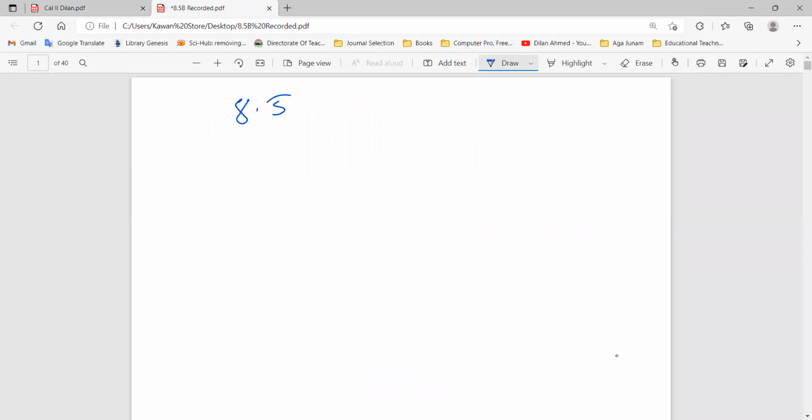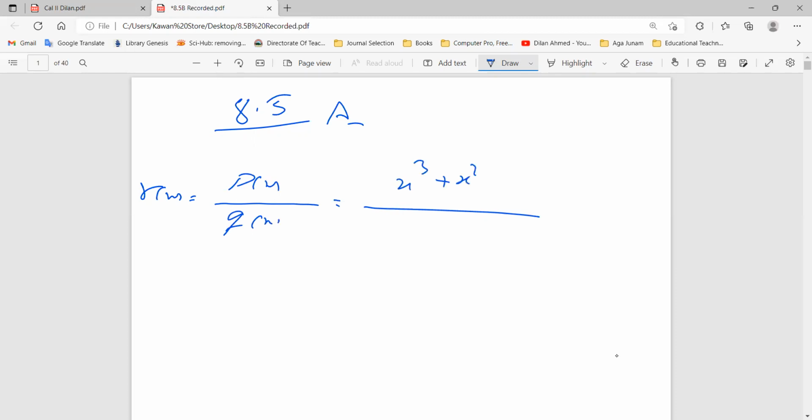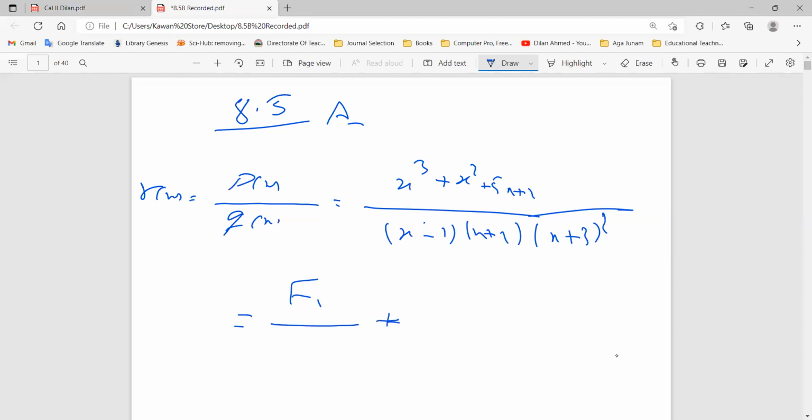In 8.5 part A, we see that if we have such a rational function R of x like P of x over Q of x, for example x to the power 3, x to the power 2, 5x plus 2 over x minus 1, x plus 2, x minus 3 squared, something like that. We call that one a rational function. Then we change that one to partial fractions: first fraction plus second fraction plus third fraction.